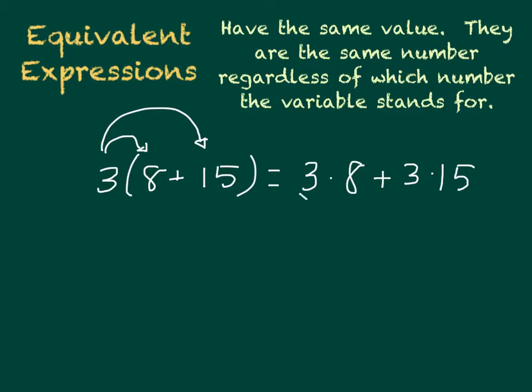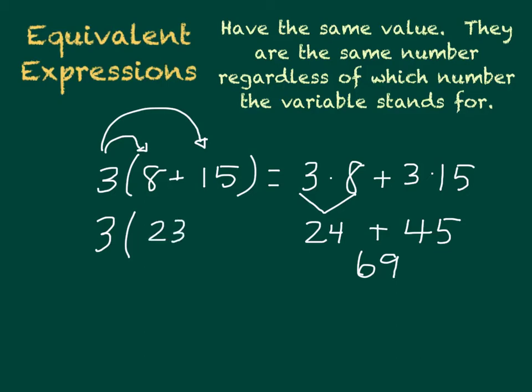I know that multiplication comes first, so I have to do the 3 times 8 to get 24. I also have to do my 3 times 15 to get 45, and then I'm going to get 69 as my answer. Solving the other way, I would do the parentheses first, so I'd leave the 3 outside the parentheses. I do 8 plus 15 to get 23, and then I would do 3 times 23, which is going to be 69 as well. So notice I have a pair of equivalent expressions. A number times a sum or times a difference is going to be equal to, or an equivalent expression to, the sum of the individual products.